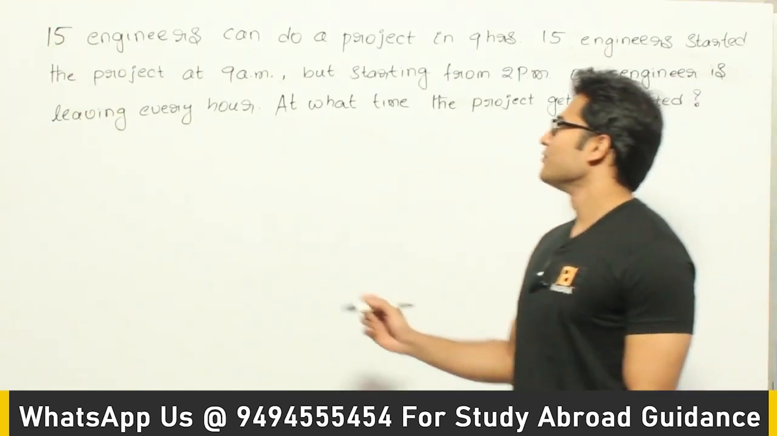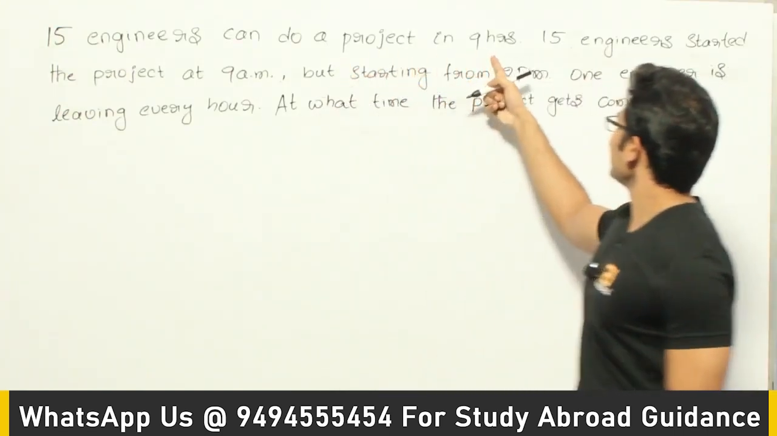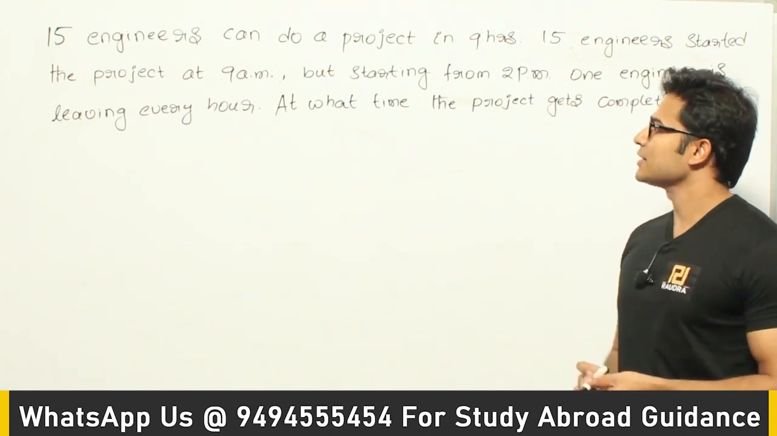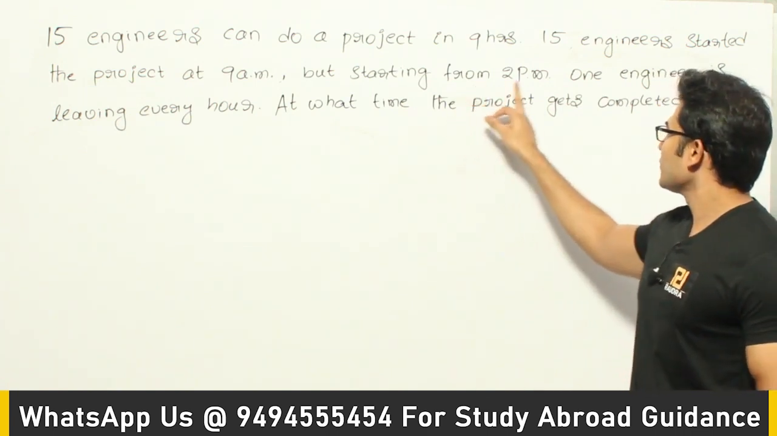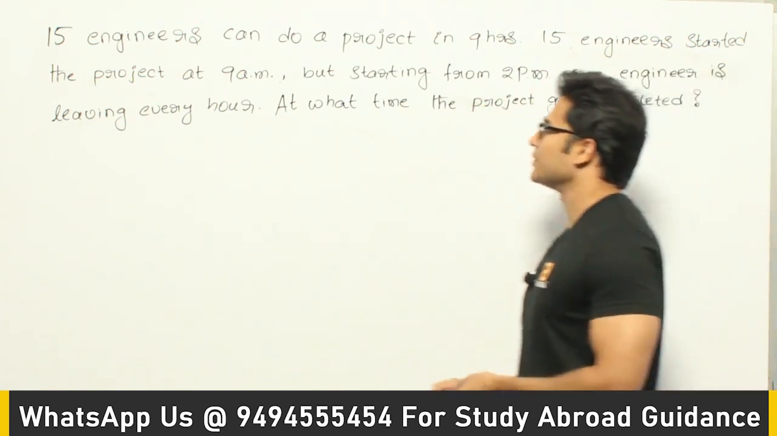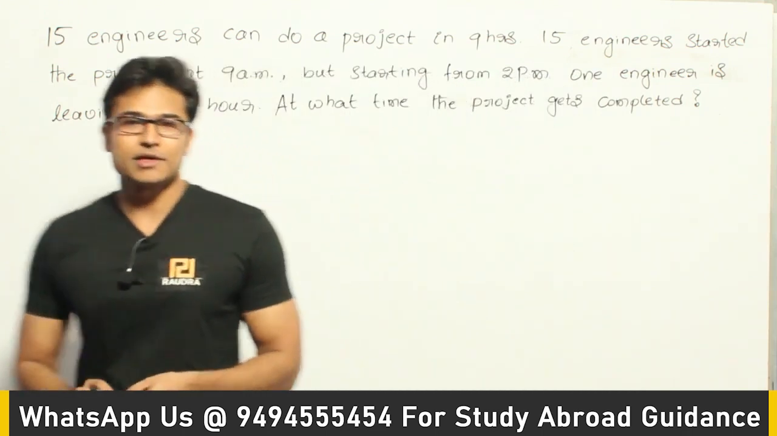Let's see this question. 15 engineers can do a project in 9 hours. 15 engineers started the project at 9 a.m., but starting from 2 p.m., one engineer is leaving the project. At what time does the project get completed?